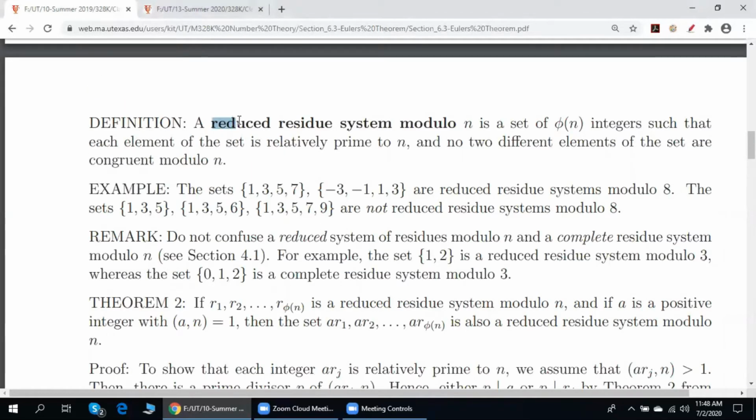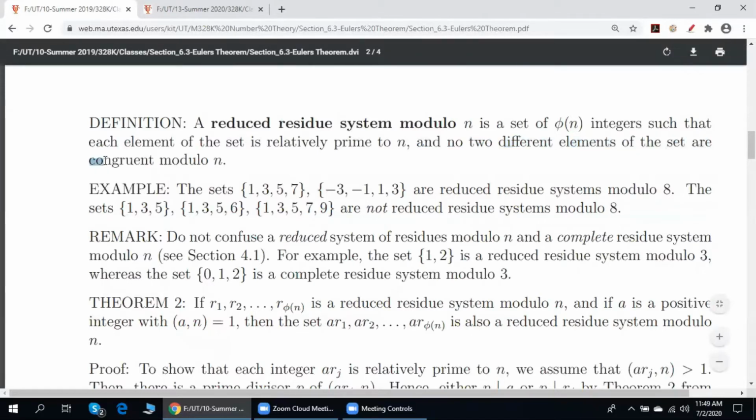Next. Please take a look at this. A reduced residue system modulo n is the set of phi of n integers such that each element of the set is relatively prime to n, and no different elements of the set are congruent modulo n.